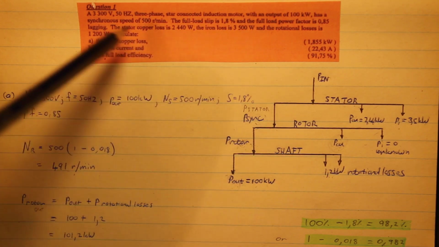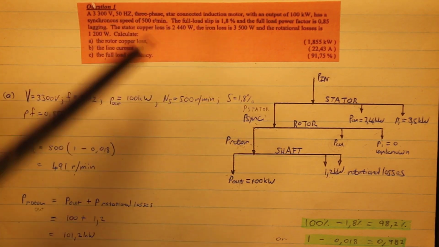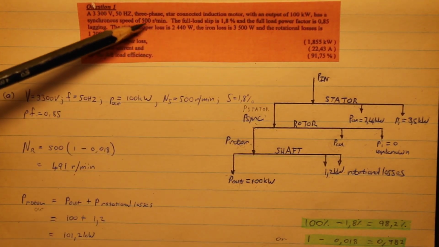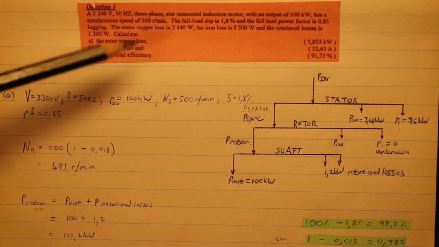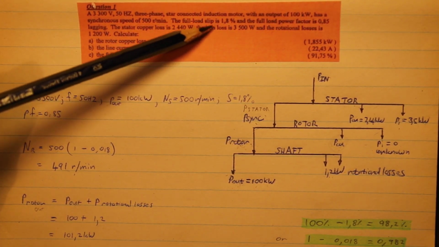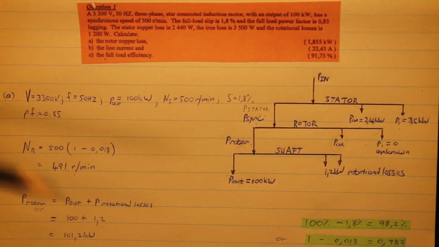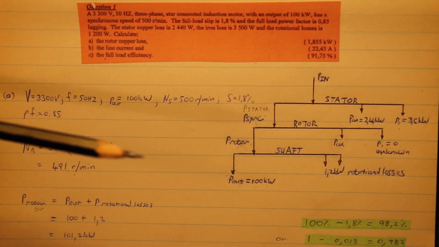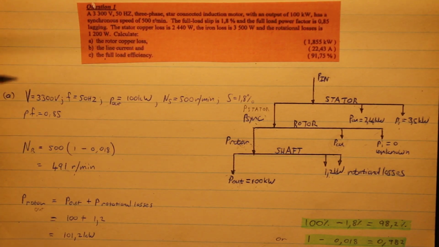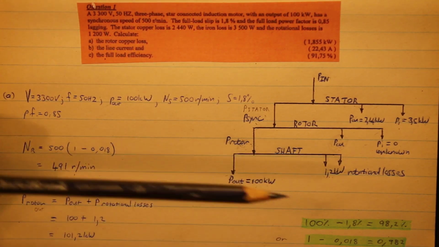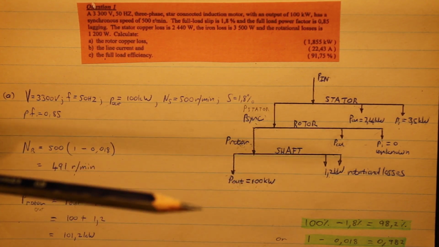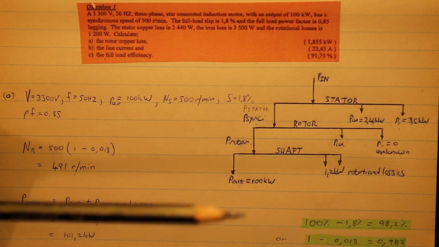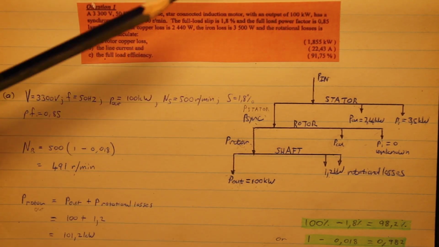So that motor now has a synchronous speed of 500 revolutions per minute. So that's what the rotating magnetic field is rotating at, 500 revolutions per minute. The full load slip is 1.8%. So like we said in the previous video, the rotor cannot move at the same speed as the stator or the rotating magnetic field. It speeds up and up and up, and it gets almost to the stator speed, but it has to be just slightly slower. And that percentage slower is called the slip.